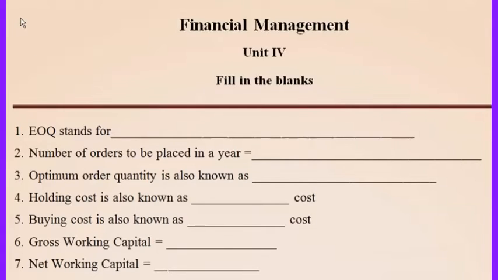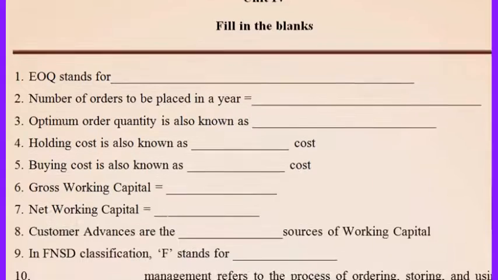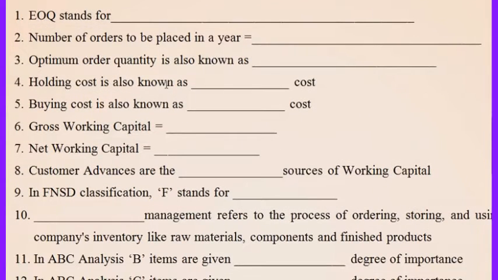Financial Management Unit 4, fill in the blanks. Unit 4 contains current assets management and dividend decisions. Current assets management includes credit policy, credit management, inventory management, working capital management, cash management, etc. So we have the questions related to them.